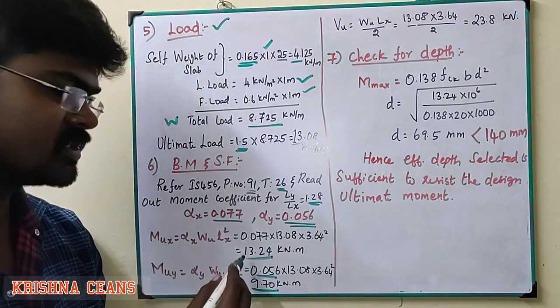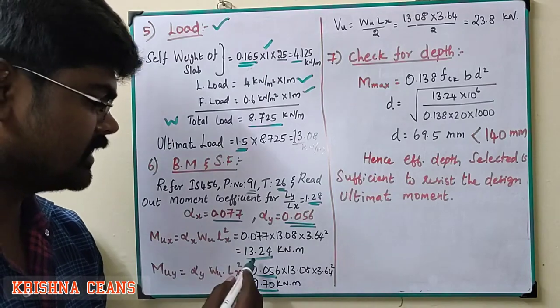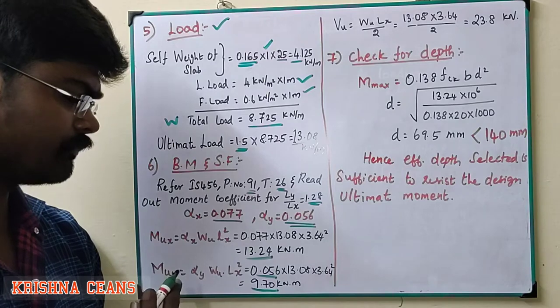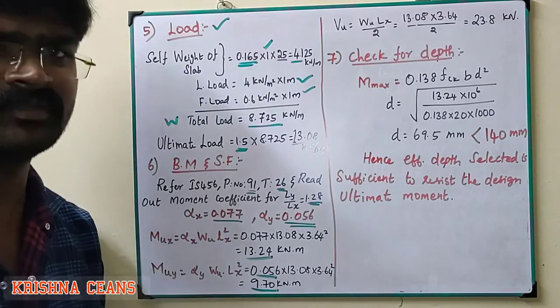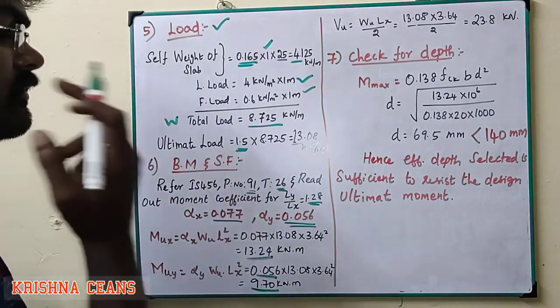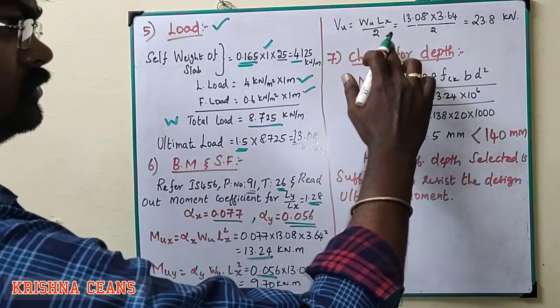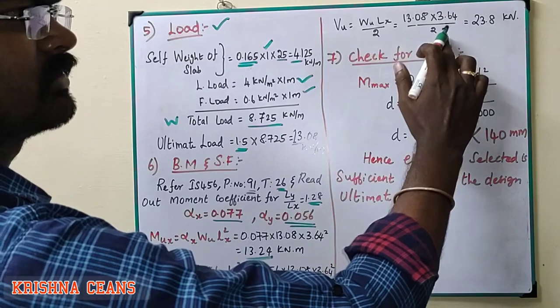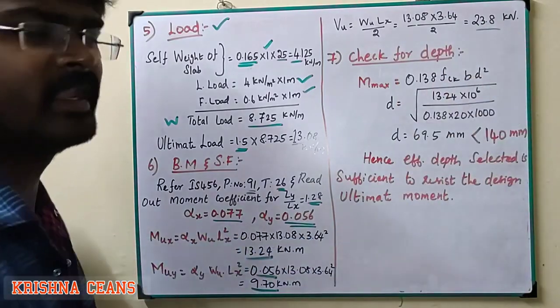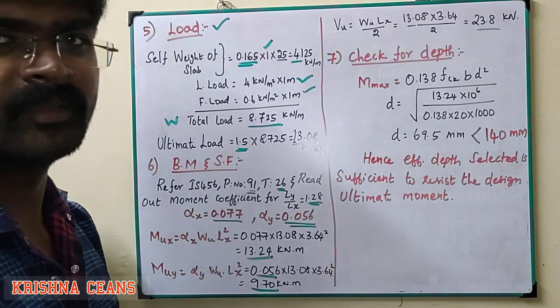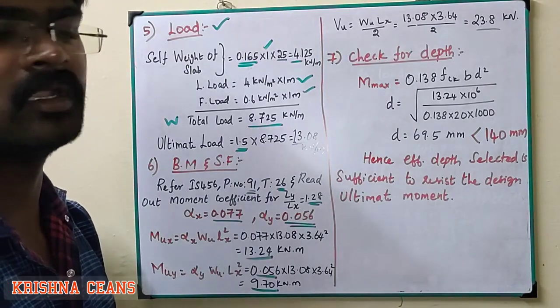So the maximum moment along the x axis is 13.24 kilonewton meter, along the y axis 9.70. Next, we need to calculate the shear force. Wl by 2, 13.08 into 3.64 divided by 2, 23.8 kilonewton. So we need to check whether the depth 140 mm we provided is sufficient or not.